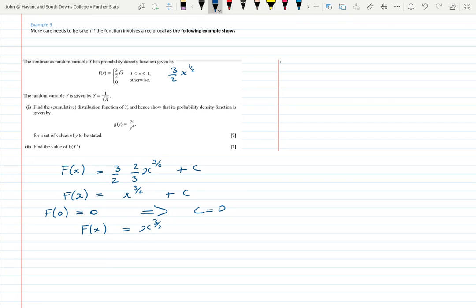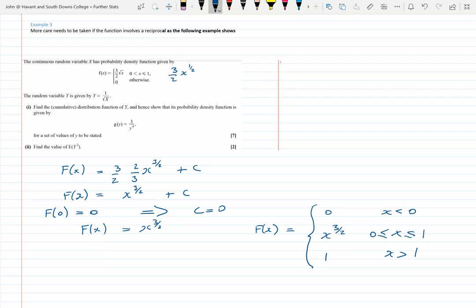Oh no, it does say find it, and because it says find it, I think we better fully define it in this particular case because that's what it's asked for. If it didn't ask for it, then I wouldn't bother, but it has asked for the CDF. So it starts off at 0 for x less than 0, x to the 3 over 2 for x between 0 and 1, and 1 for x greater than 1. And so I wouldn't need it, but it has asked for it.